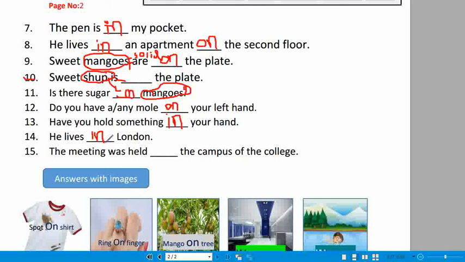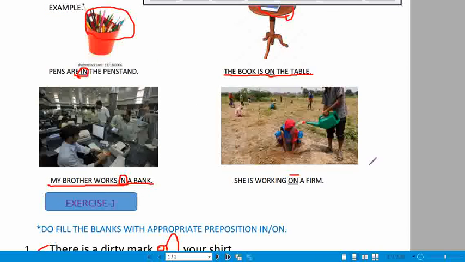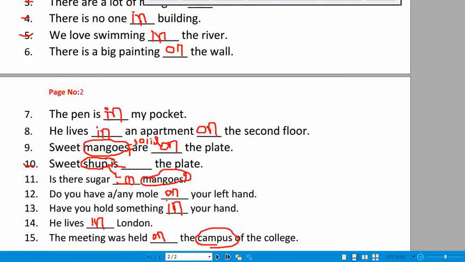And the last one is, the meeting was held dash the campus of the college. The meeting was held on the campus of the college, because the campus is not a building, it is an open area. Like this, the campus is also an open area.